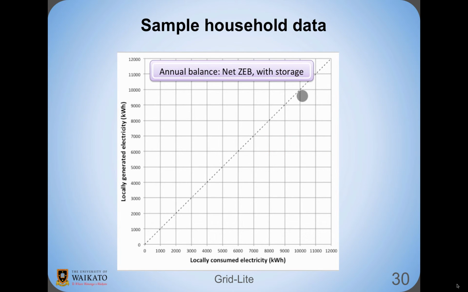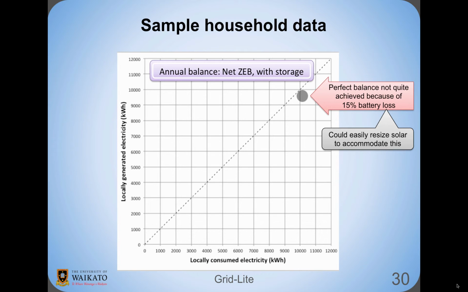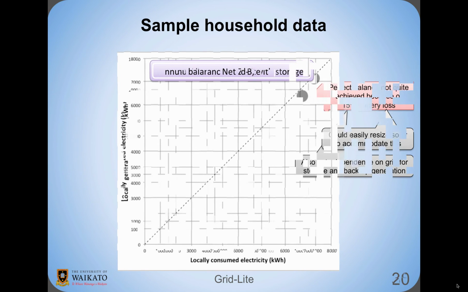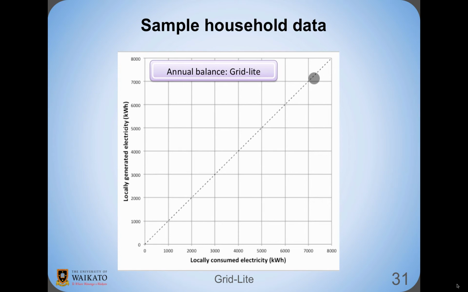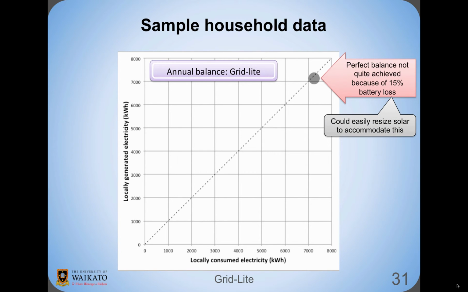With storage, the scenario we've referred to as net zero energy balance, a perfect annual balance is not quite achieved because the batteries are operating only at 85% efficiency. We could easily resize the solar panels to correct this, but we should also note that this scenario too is dependent on the grid for storage and backup. A similar slight annual out of balance also shows up with the GRID-LITE scenario, and again, resizing the solar PV could fix this.